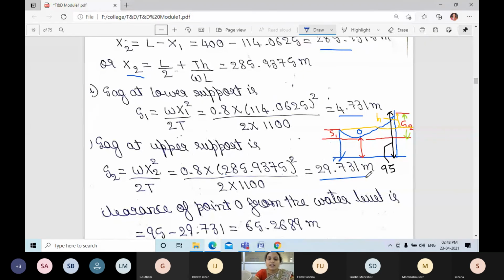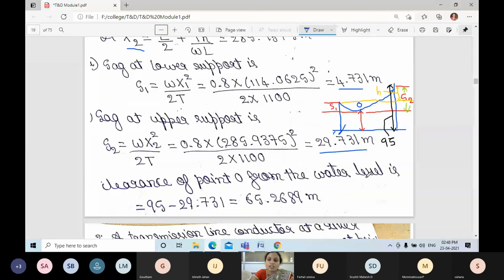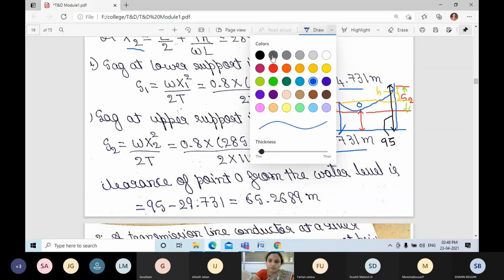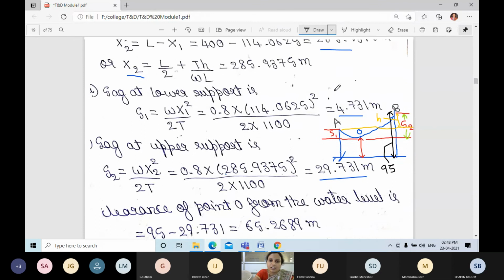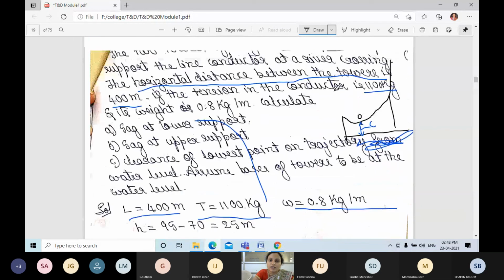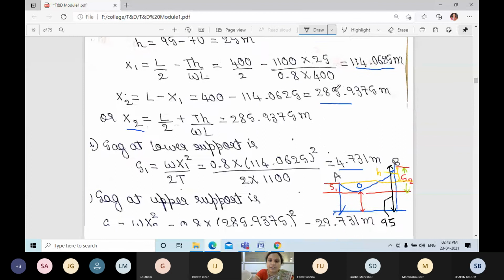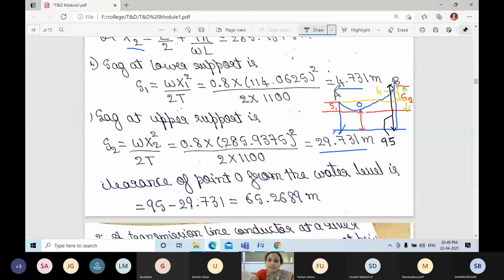Now we should find out the clearance of point O from the water level. How will you find the clearance of point O? Either you can find it by S1. This is support A and this is support B. Okay, for A they have given the value 70 meter. Support A value is 70 meter.